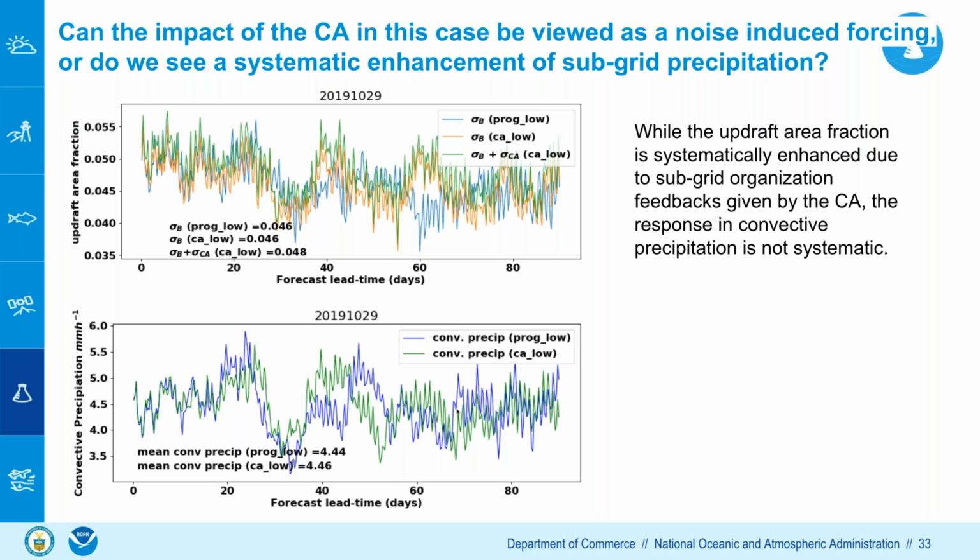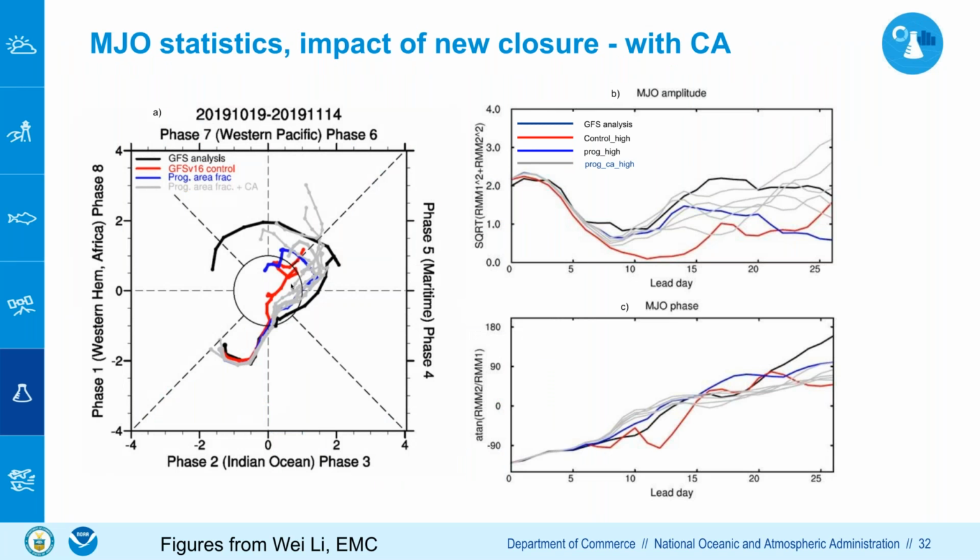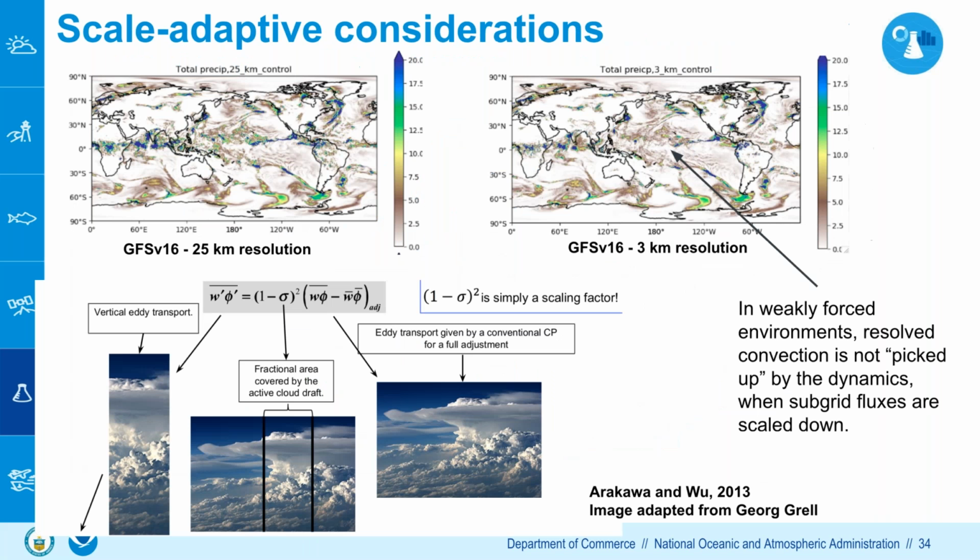But when we look at the response in precipitation, you can see that it's not a systematic increase. There's some strong variability in time. This goes out to 90 days. So I think that while the updraft area fraction is systematically enhanced due to subgrid organization feedbacks, the response in precipitation is not systematic. And in that sense, I think part of what we see here can be viewed as more of a noise-induced forcing rather than a systematic enhancement of convective precipitation. I hope that makes sense.